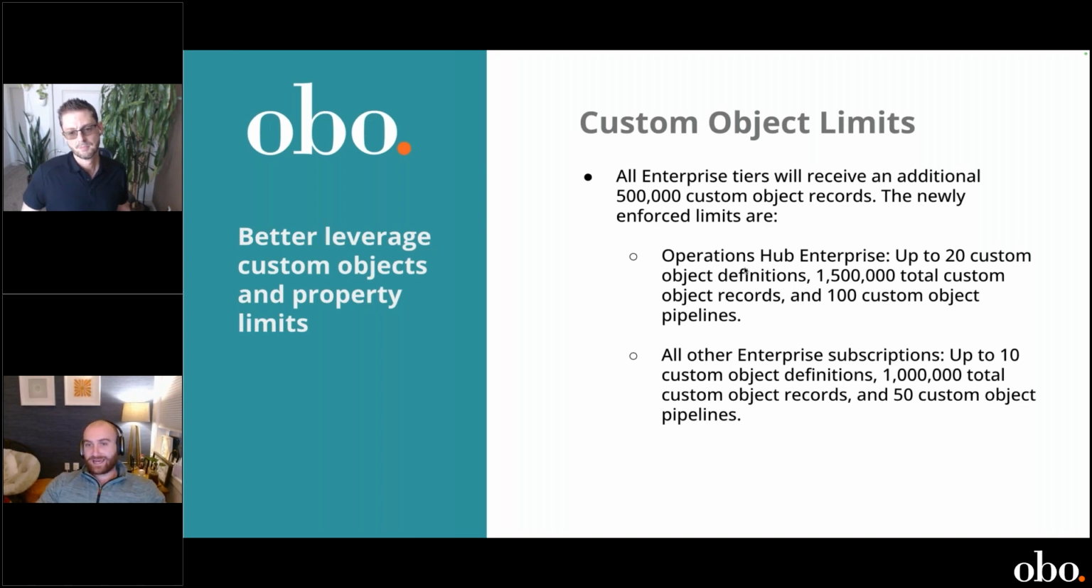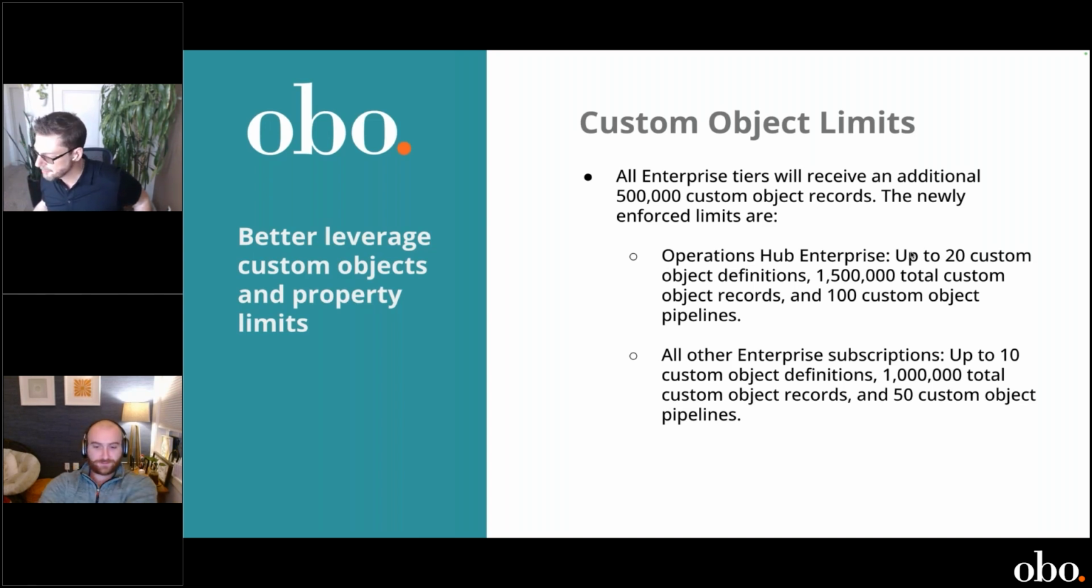And then a big add on the Ops Hub Enterprise side is you get double the custom objects and you get 500,000 additional records. So if you're, in addition to a lot of the other Ops Hub features, looking to build out additional functionality inside HubSpot with custom objects to track additional data, Ops Hub Enterprise is a good use case because of this additional 10 custom objects that you get.